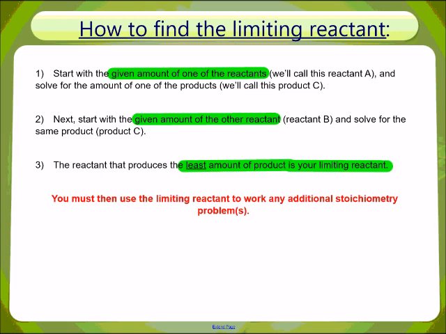All right, how to find the limiting reactant? First, we need to start with the given amount of one of the reactants. We'll call it reactant A. And we solve for the amount of one of the products that it can make. We'll call it product C. The next step would be to start with the given amount of the other reactant and solve for the same product. That's the key. You have to be able to compare it to the same product to see which one can make the least. Step 3, like I said, is the reactant that produces the least amount of product will be your limiting reactant. You can then use the limiting reactant to work any additional problems they ask.